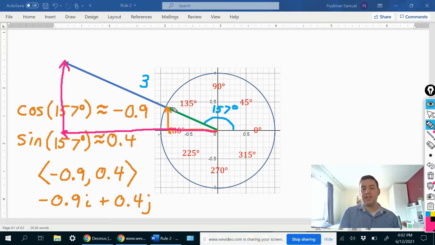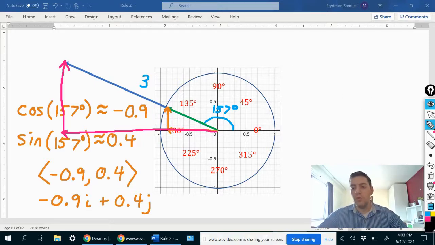The answer is yes. If the magnitude is 3 times longer, then each component would also be 3 times longer. So if I know that the components of this vector are negative 0.9 for the horizontal component and 0.4 for the vertical component, I can just multiply these numbers by 3 in order to figure out the horizontal and vertical components of this vector over here. And that follows from what we were saying in a previous video.